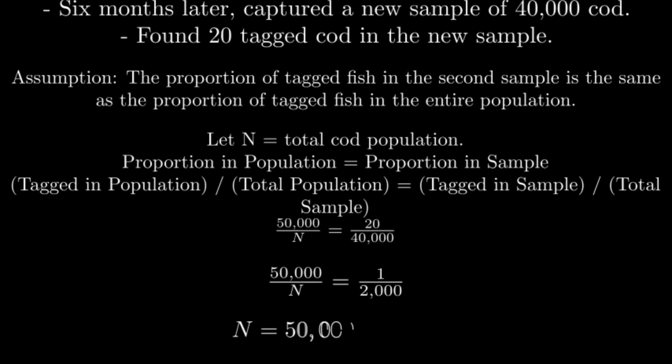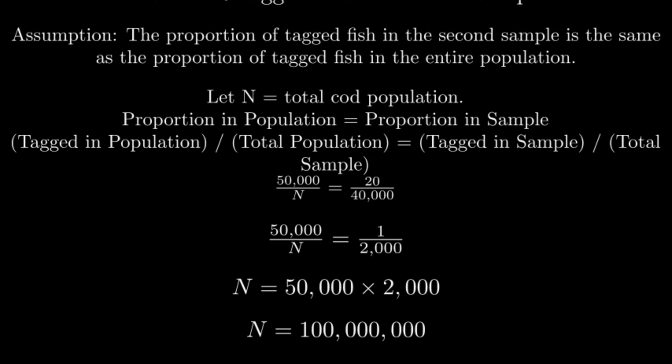First, we can simplify the fraction on the right. 20 divided by 40,000 is 1 over 2,000. Now we can cross-multiply to solve for n. n equals 50,000 times 2,000, which gives us an estimate of 100 million cod in the North Sea. So you see, we've estimated a huge number without counting every fish.